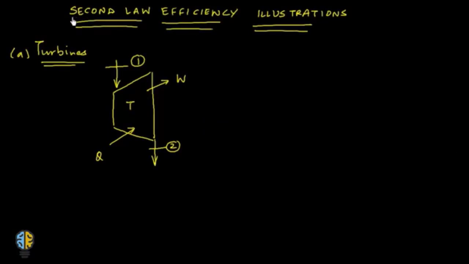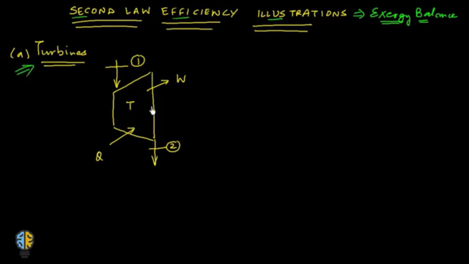Now let's come to the topic where we talk about the second law efficiency illustrations. The second law efficiency of different components can be expressed in different forms. The basic fundamental that we use here is the exergy balance that we talked about in the previous video. The first illustration is the turbines.